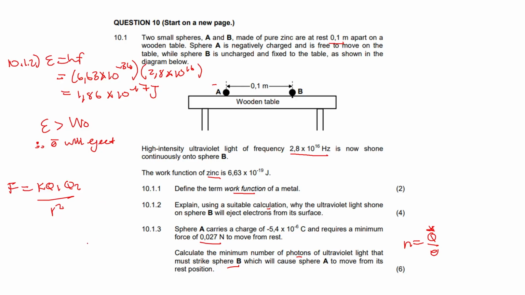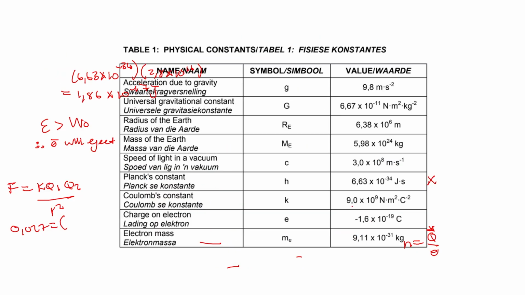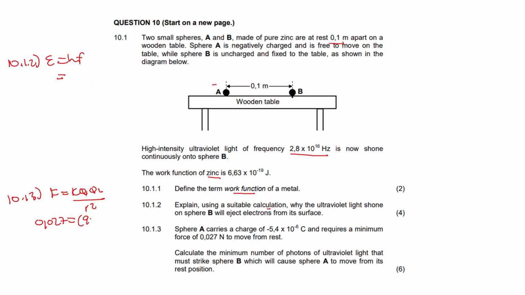They've given me the minimum force required, which is 0,027. k is a constant, 9 times 10 to the power of 9. Q1 has been given as negative 5,4 times 10 to the power of negative 6. And we want QB. The distance that they are apart is 0.1 squared. I do my calculations and I get QB to be 5,56 times 10 to the power of negative 9 coulomb. So now I've calculated my Q.